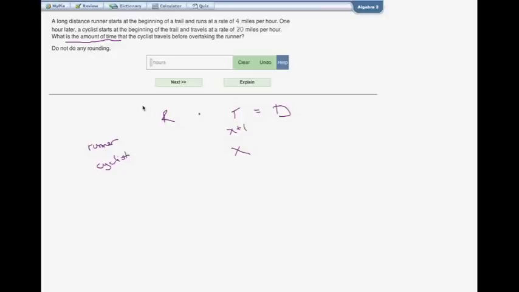Okay, let's fill in the rate. The runner is running 4 miles per hour, and the cyclist is traveling 20 miles per hour. And then we can multiply across to fill in the distance column. So for the runner, we've got 4 times the quantity x plus 1. And then for the cyclist, we've got 20 times x.